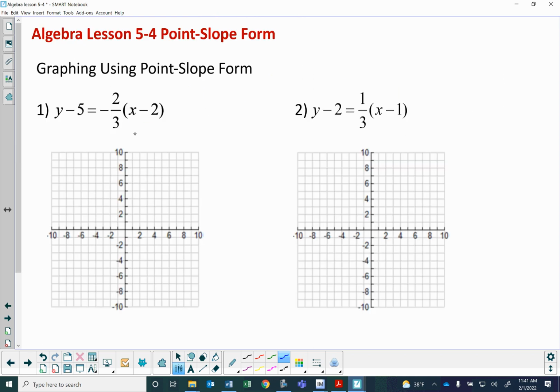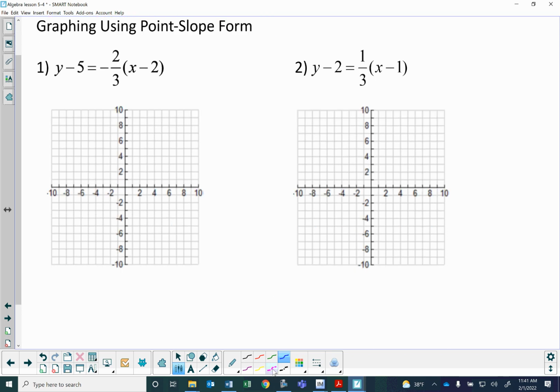For example, we can graph using point-slope form if you understand how point-slope form works. So if I ask you to graph using point-slope form and I have the following two equations, y minus 5 is equal to negative 2/3 times x minus 2. This is the first equation I have. The thing I need to do is figure out what my point is. Remember, the point is x sub 1, y sub 1.